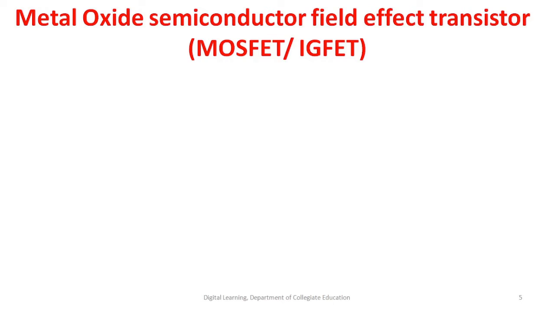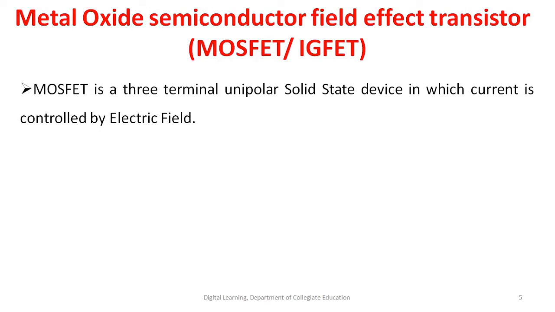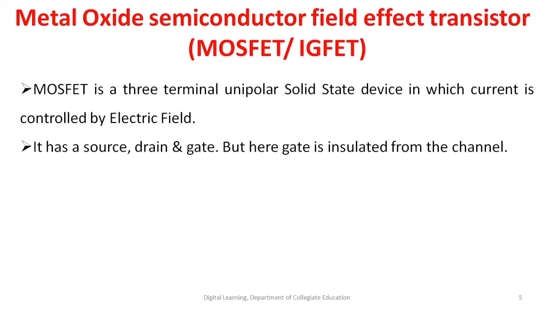MOSFET stands for metal oxide semiconductor field effect transistor, or IGFET, that means insulated gate field effect transistor. MOSFET is a three-terminal unipolar solid state device in which current is controlled by electric field. It has a source, drain and gate, but here the gate is insulated from the channel.